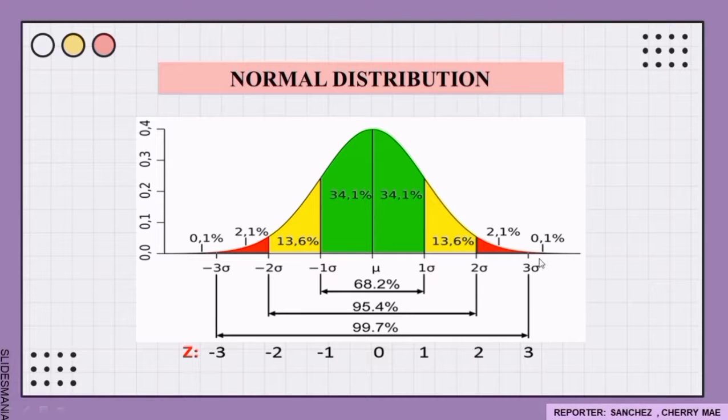So in order to get this 0.1%, we need to add all the total of a normal distribution curve. So if this side is 50% and the other side is 50%, we have 100%. If we take 100% subtracted by 99.7%, we get 0.3%, divided by 2, so we get 0.15%, or simply 0.1%, which is this area. So we got 0.1% in this area at the bottom of the curve.